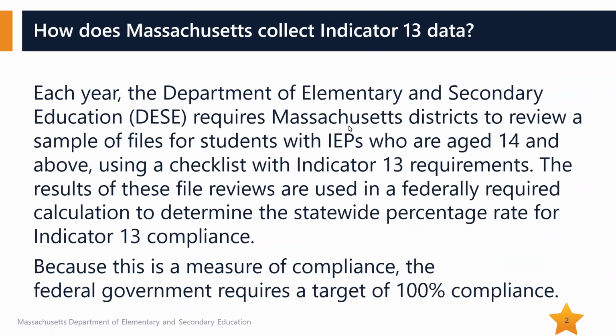How does Massachusetts collect the Indicator 13 data? Each year, the Department of Elementary and Secondary Education, or DESE, requires Massachusetts districts to review a sample of files for students with IEPs who are age 14 and above, using a checklist with Indicator 13 requirements. The results of these file reviews are used in a federally required calculation to determine the statewide percentage rate for Indicator 13 compliance. Because this is a measure of compliance, the federal government requires a target of 100% compliance.